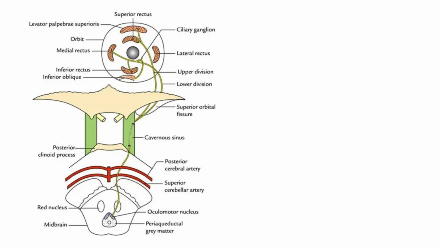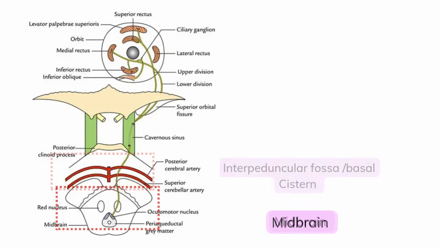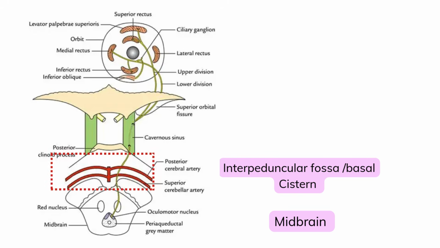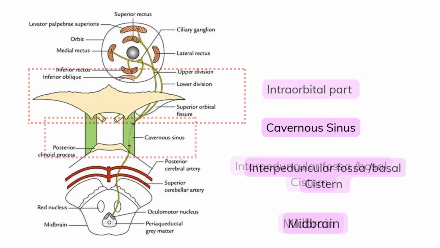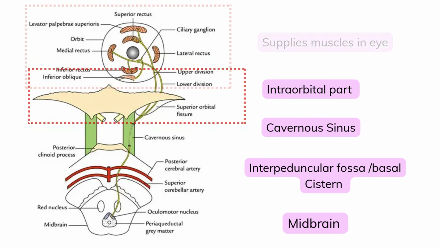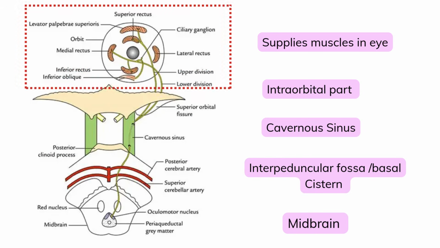The oculomotor nerve arises from the midbrain. From there, it passes into the interpeduncular fossa. This part is called the subarachnoid course or the cisternal course of the third nerve. Then it enters the cavernous sinus, which is the intracavernous course, and after that it goes into the orbit, forming the intraorbital course, and finally it supplies the eyeball, specifically the extraocular muscles. So we will be discussing all of these in this video.